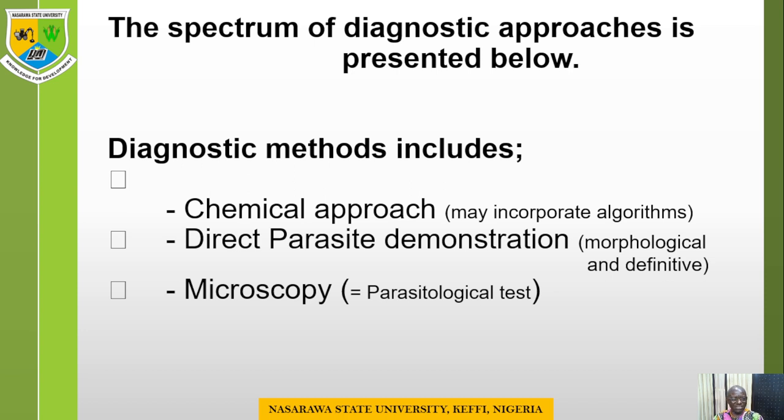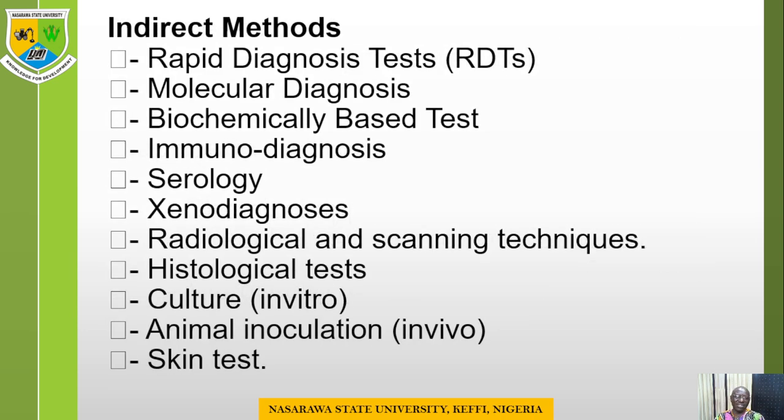Most often, we go to hospitals and they tell you that you have an infection that is not yet detected, not yet known, and cannot be described. They will ask you to bring your stool, bring your urine. The stool you present for the test is the parasitological test method, which is more or less referred to as microscopy. In most cases, they will tell you CSM, which means culture, sensitivity, and microscopy. So microscopy is a parasitological test, different from the chemical approach and the direct parasite demonstration, which you can look at morphologically and then determine the cause of the infection.